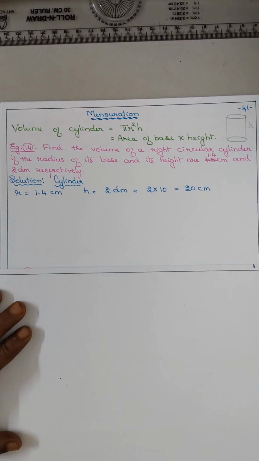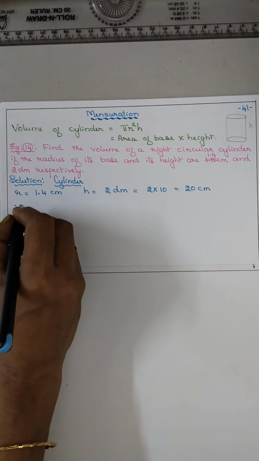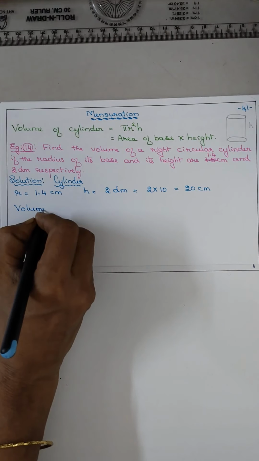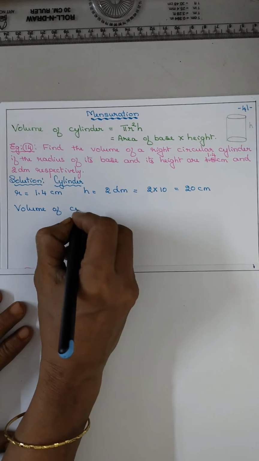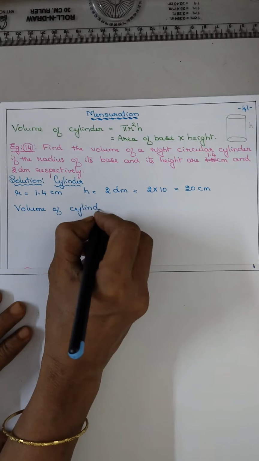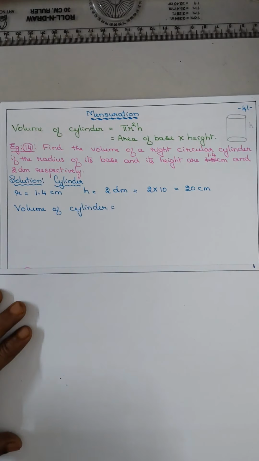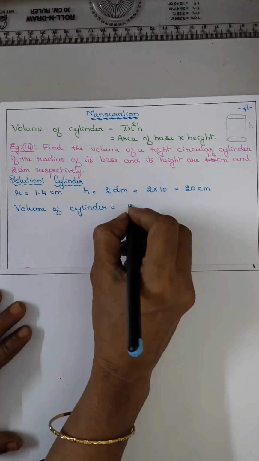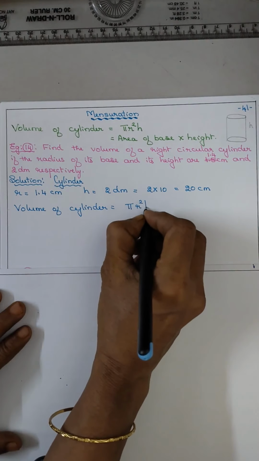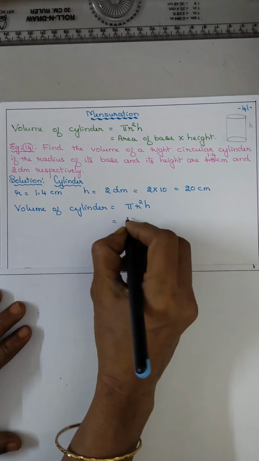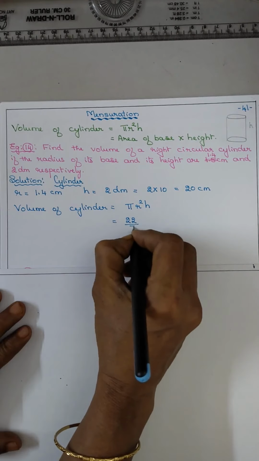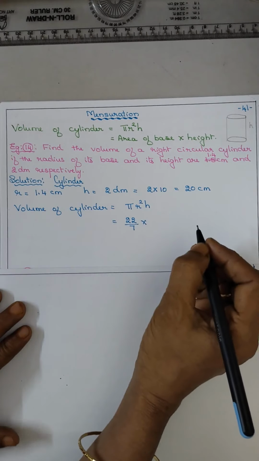Hope you remember the conversions. So dm into centimeter you multiply by 10. Dm into meter divide by 10. So now it is a direct question. Volume of a cylinder, the formula is pi r squared h. Pi is 22 by 7. You know already, it is a constant.